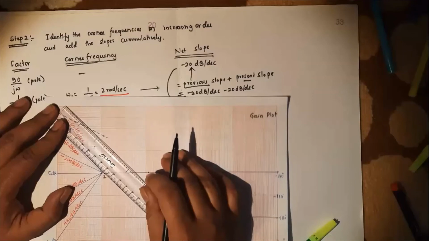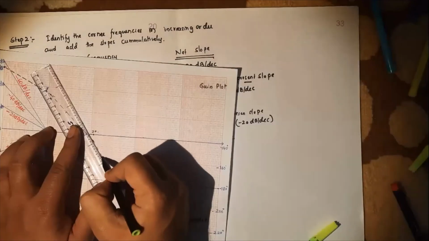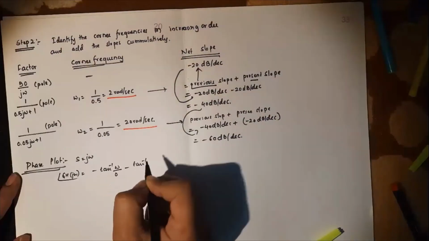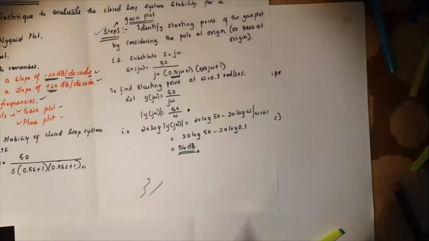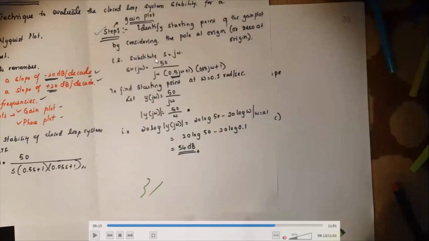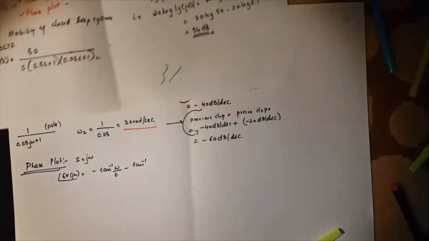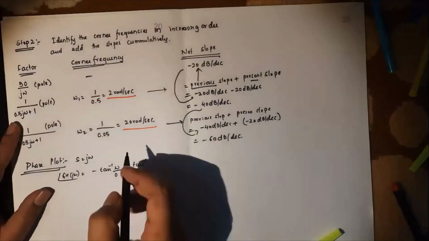Then we will move on quickly to the next part, that is the phase plot. So how do we write the phase angle expression? The phase angle expression is written by looking at all these terms. The phase angle of omega is tan inverse of omega by 0, and if it is taken to the numerator, it is minus tan inverse of omega by 0, which is minus tan inverse of infinity, minus 90 degrees. Like that you can write for all the remaining terms.